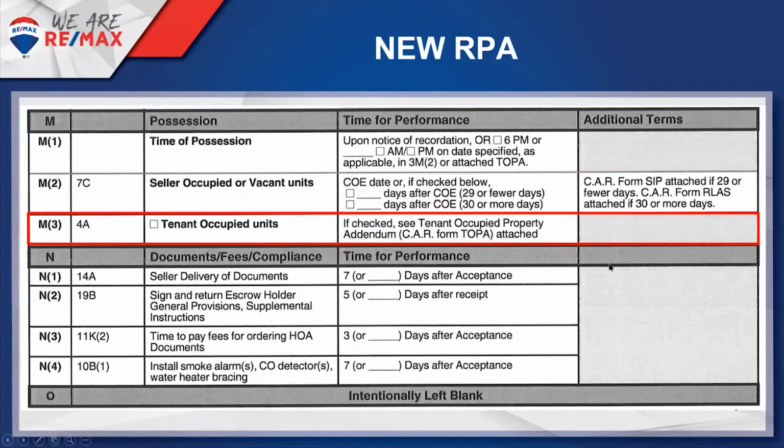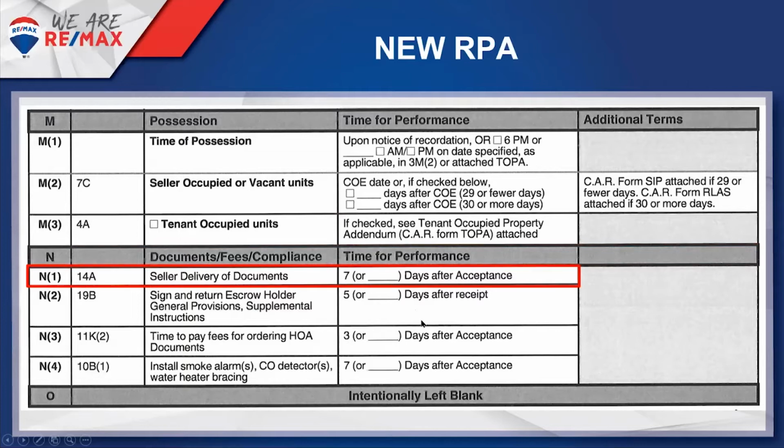And then, of course, if it's a tenant-occupied unit, then you would check the tenant-occupied box and attach the TOPA. And we're going to talk about that in a few minutes. And any property that has a tenant in it at the time the offer is written should include a TOPA, and this box here should be checked, this box in M3. And we'll talk about that in a few minutes as I get into these various addenda.